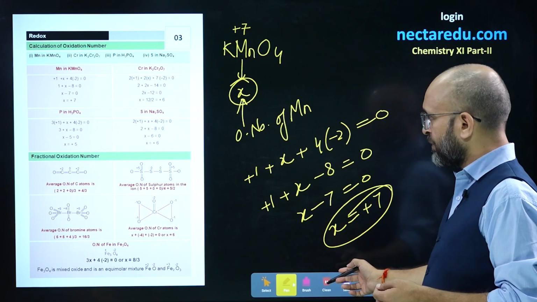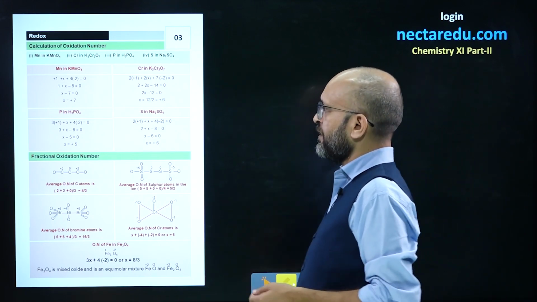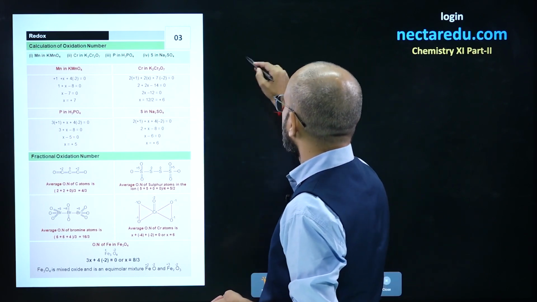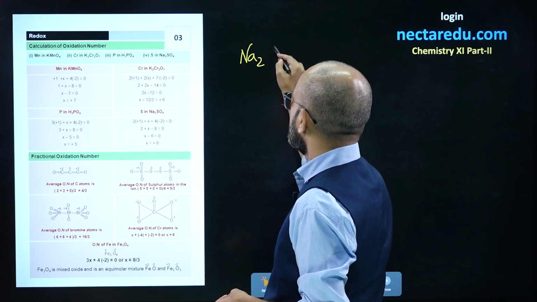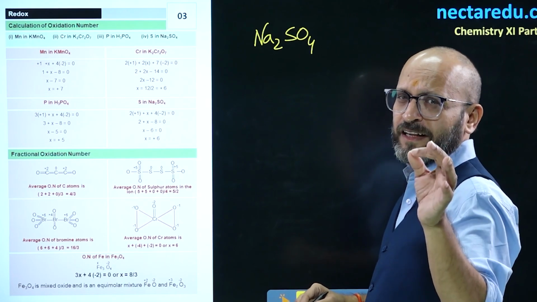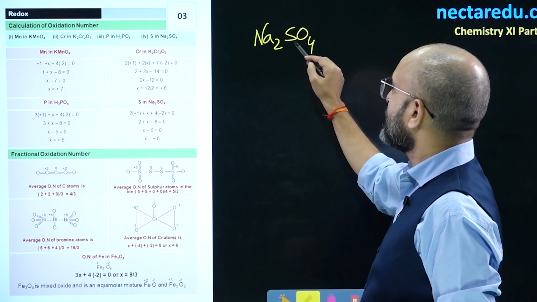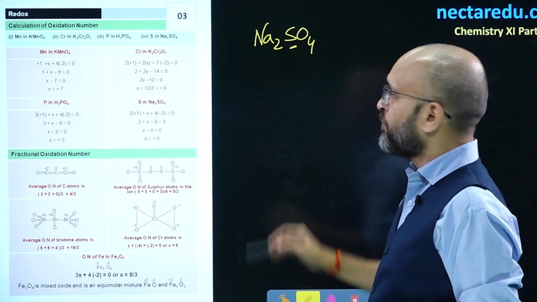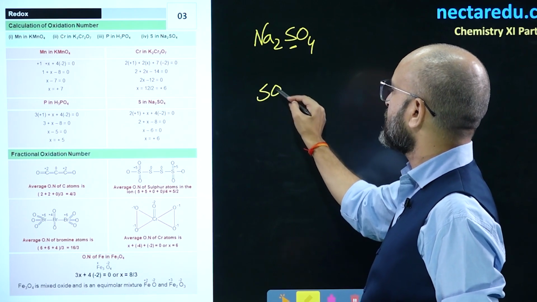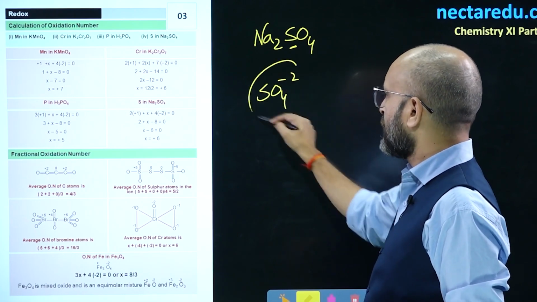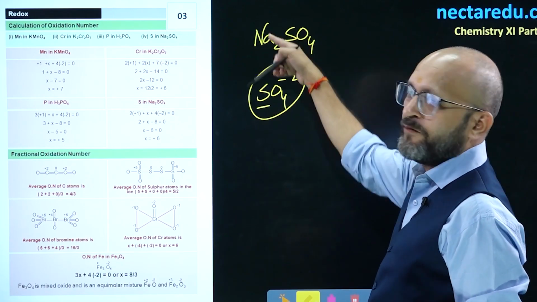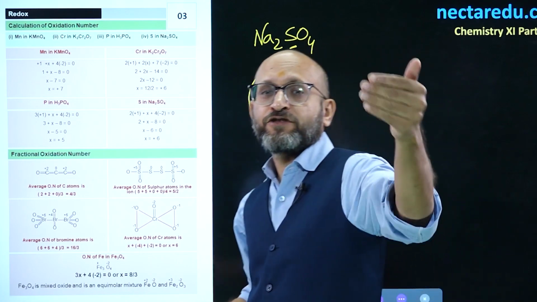Similarly, I'll take another example, where an ion is involved. Let me take Na₂SO₄. What you can do is either find the oxidation number in Na₂SO₄, or you can find the oxidation number of sulfur in the sulfate ion, because you have a sulfate ion here. Whatever the oxidation number of sulfur in the sulfate ion, the same will be when sulfate is in a salt.